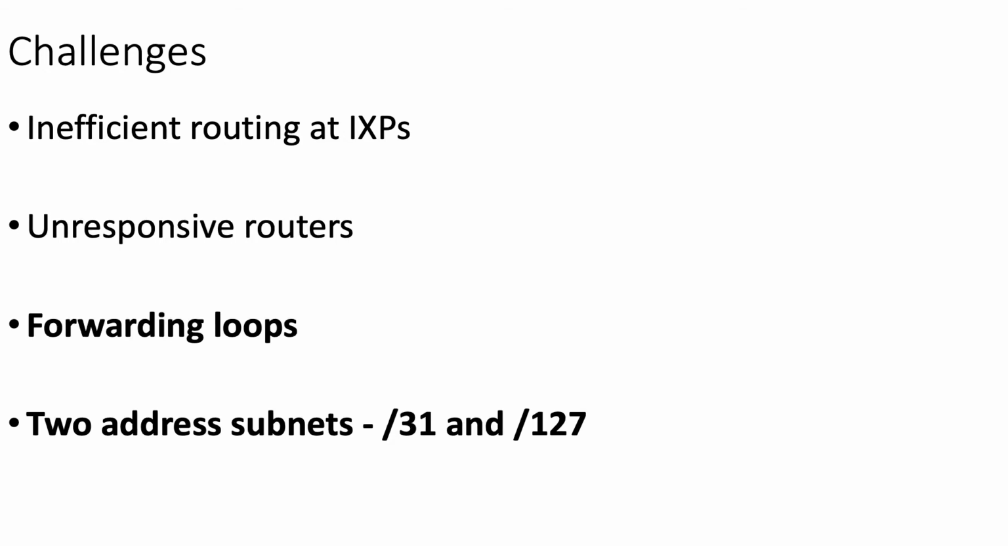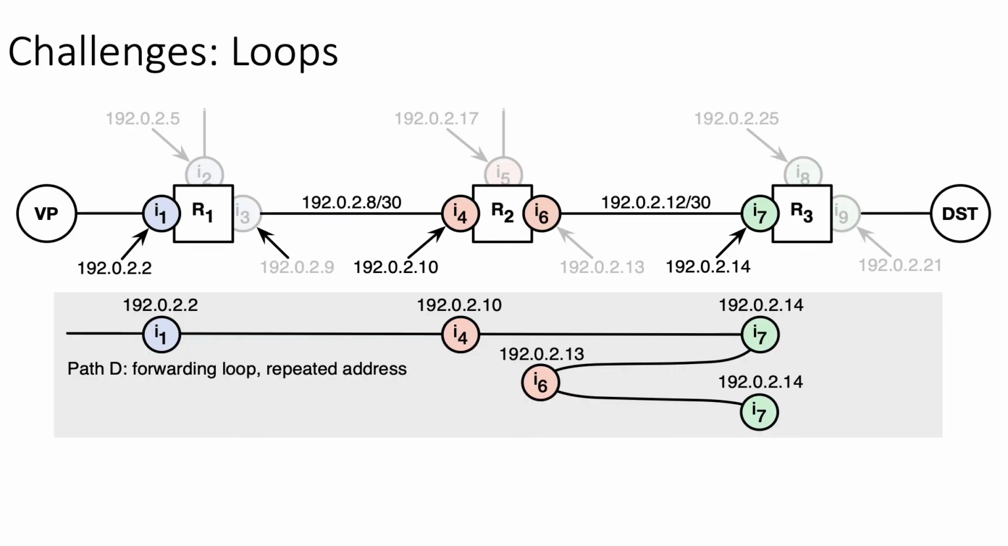And then for these last two challenges, I'll provide a little bit of detail, since they are the most prevalent challenges that we faced. The first challenge is forwarding loops that look like outbound addresses, and the second are two address subnets that look like four address point-to-point subnets. In both cases, we might mistakenly infer outbound addresses. The problem with forwarding loops is that they resemble outbound addresses in traceroute output.